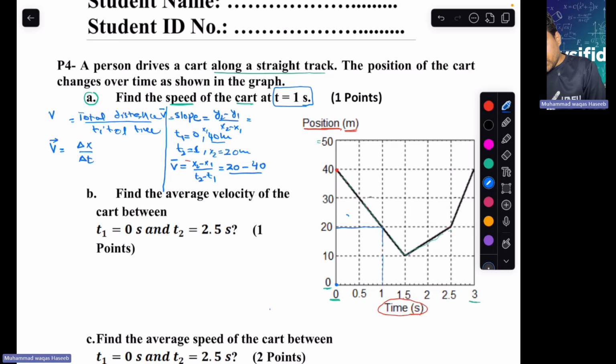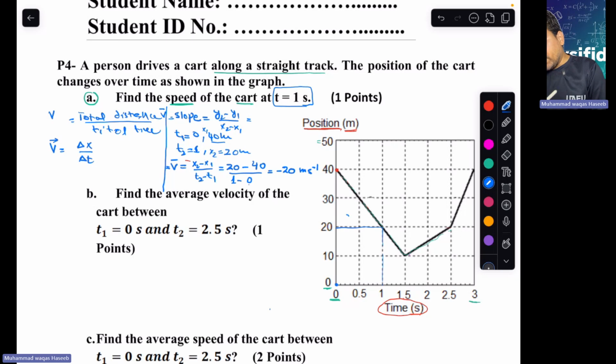So what is your t2? So t2 is 1 and your t1 is 0. So what do we get? We get minus 20. So 1 minus 0 is 1, so we have 20 meters per second. So this is your velocity.